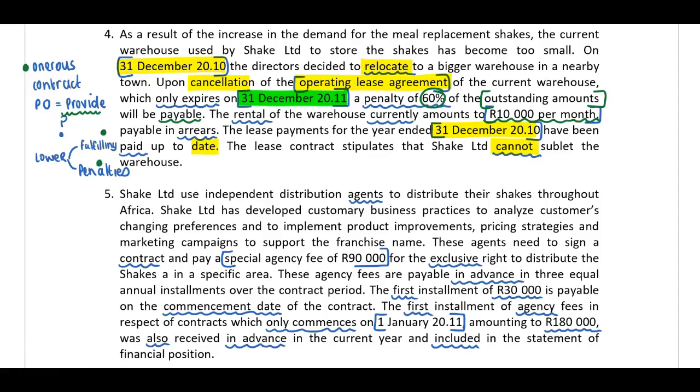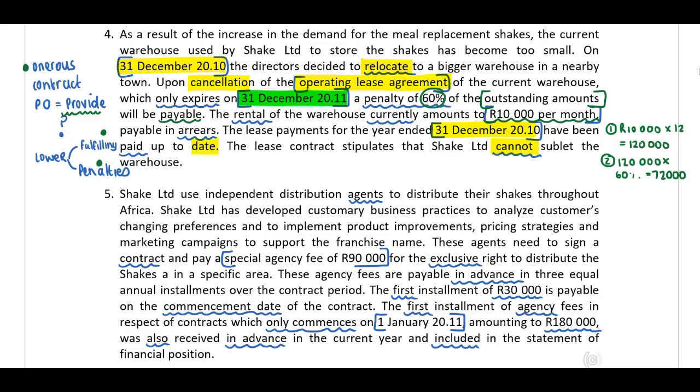Now, when we talk about fulfilling the contract, this will be the 10,000 Rand per month payable times 12 months, and this will be an amount of 120,000. Or number 2, the 120,000 times 60%, and this will be 72,000.